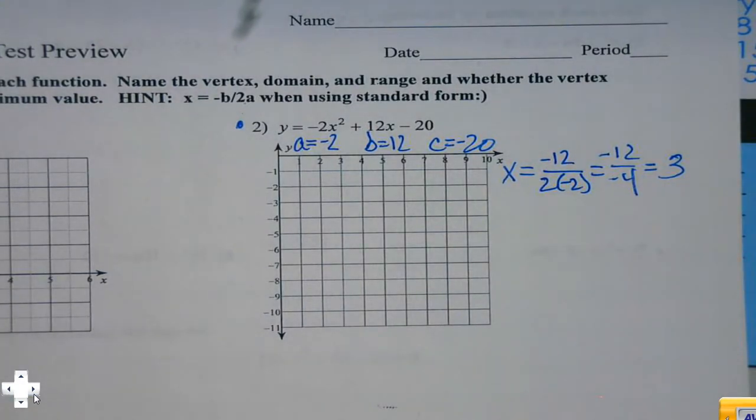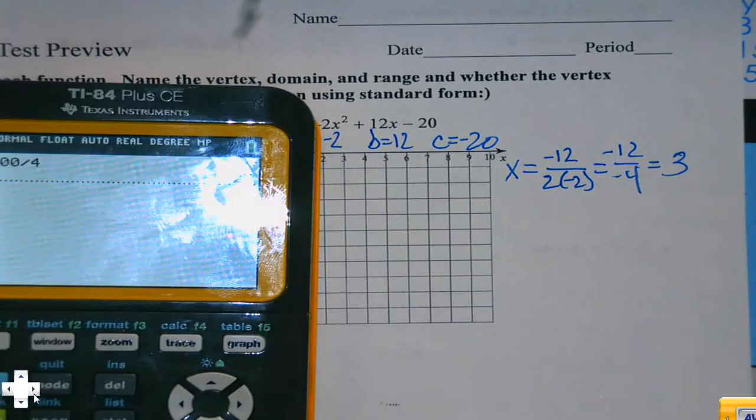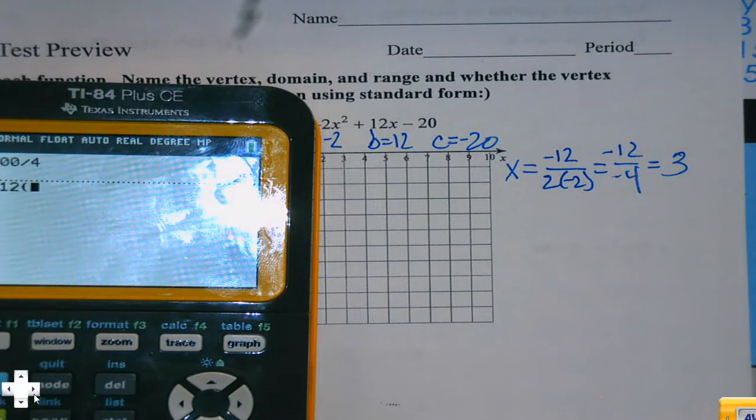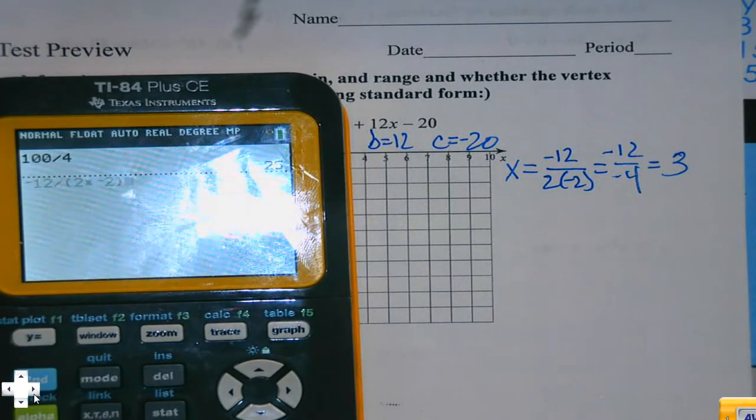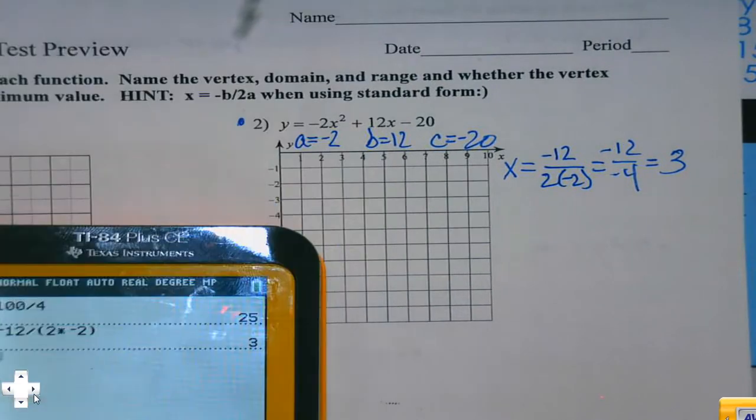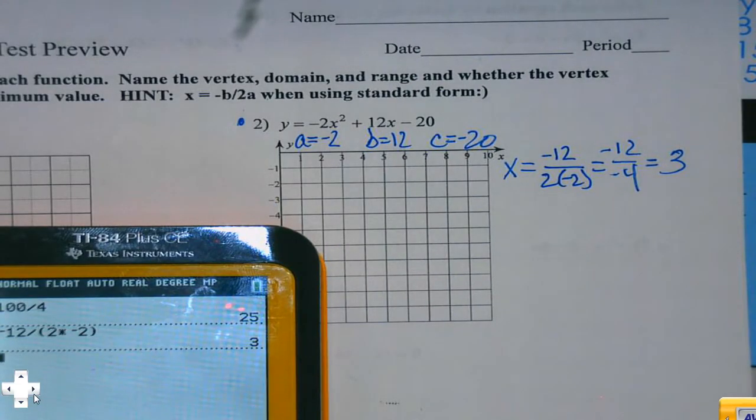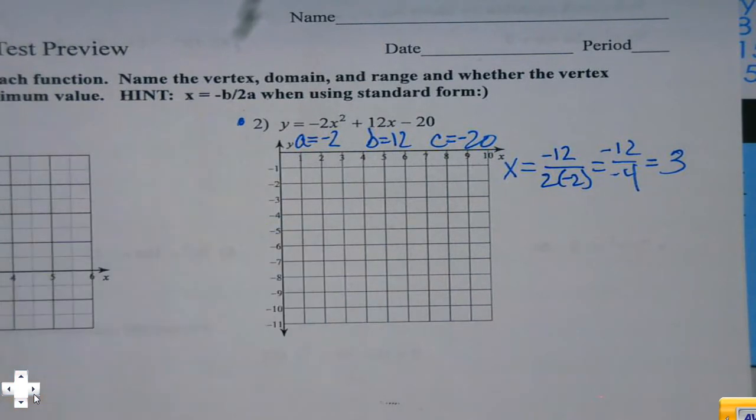But again, if you decide that's a comfort level that you need, what you're going to need to do is make sure when you do your division that you're putting the 2 times negative 2 in parentheses down below. Clear. Okay, to make sure you get the right answer. If you don't, like I said, it won't work. You're like, okay, that's x.